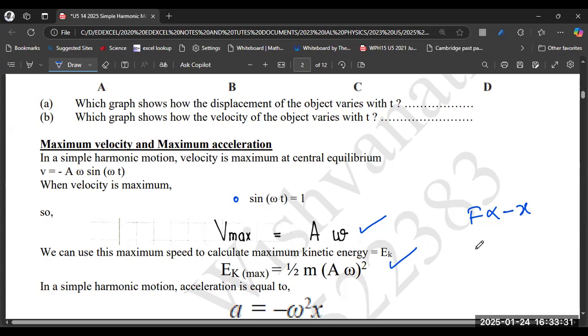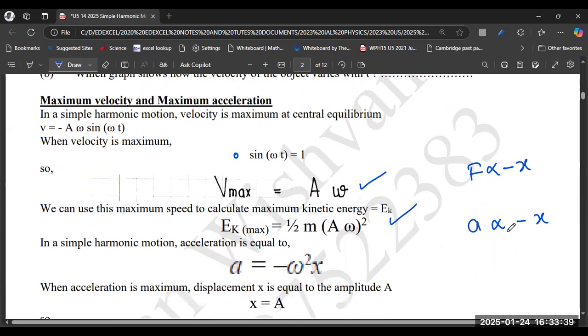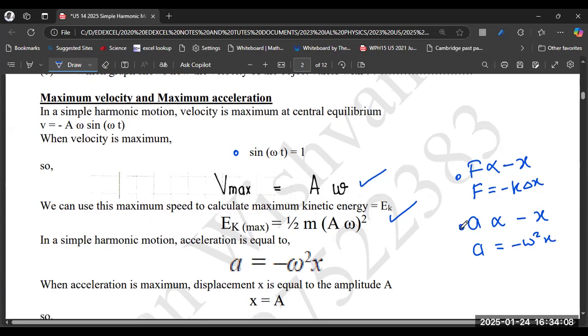Another thing, acceleration is directly proportional to displacement from the equilibrium position. And acceleration is always acting towards the equilibrium position. So force and displacement would create an equation F is equal to minus k delta x. For acceleration, by definition, the constant that we use to convert this direct proportionality into an equation is omega squared, angular velocity squared.